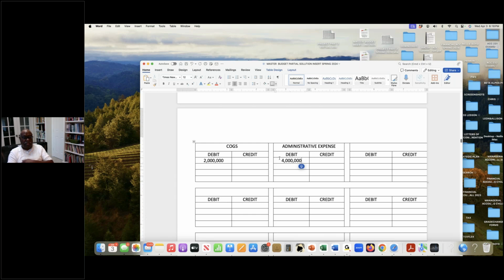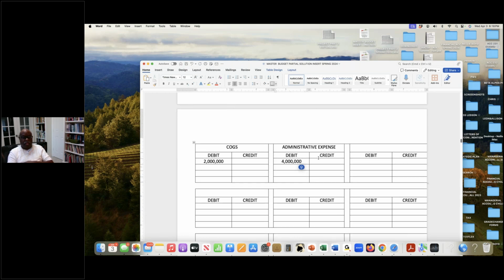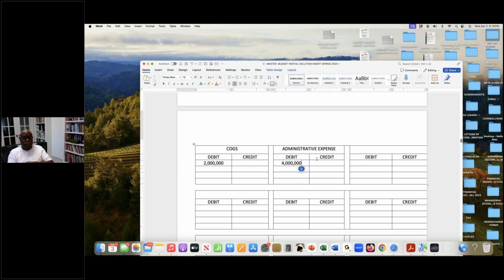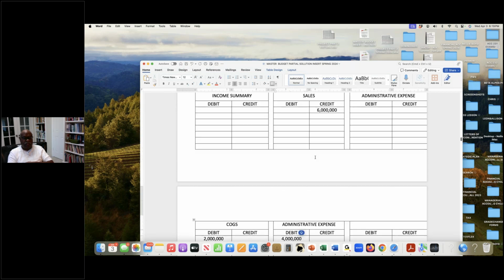Because if we can get our account balances, then we can prepare the financial statements. So just as we began the course, making journal entries and posting to the ledger, we ended up the same way. So we got the cash budget, but we got to prepare the journal entries.